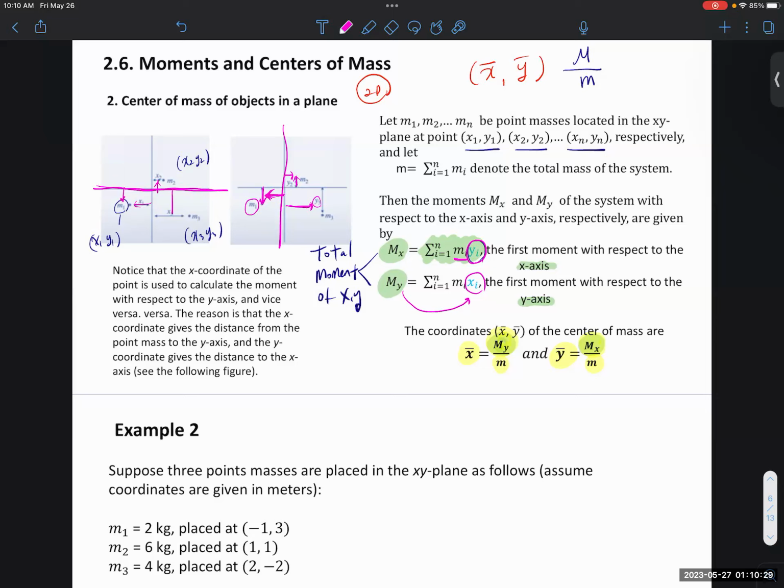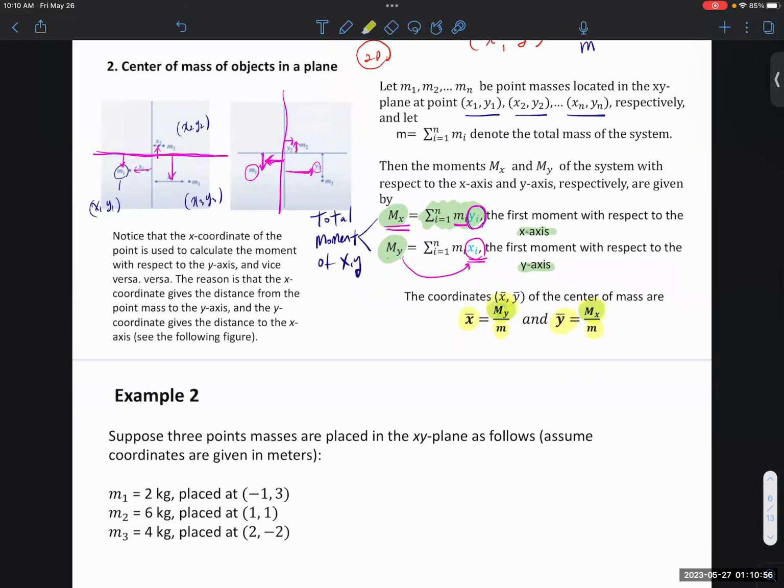It's a little bit of abstract thinking, but what I'm saying is just use the opposite variable to find the total moments of each x and y. So for Mx, you multiply mass times its position, but its position is going to be y. Same thing for My: to find the total moment of y, you multiply by the opposite position, x. So then this is the final formula for the balancing point, x bar, y bar.